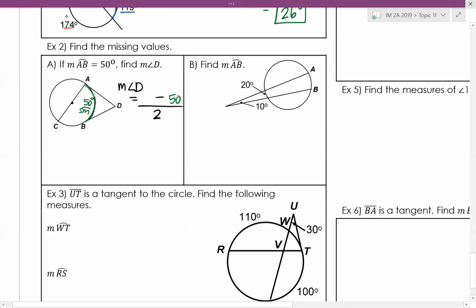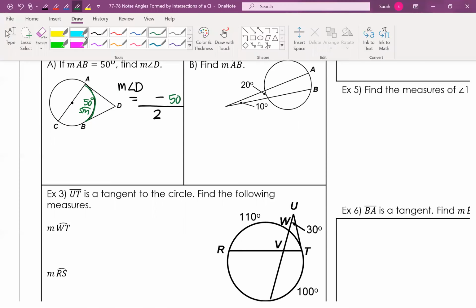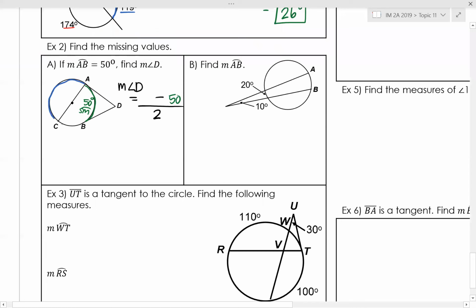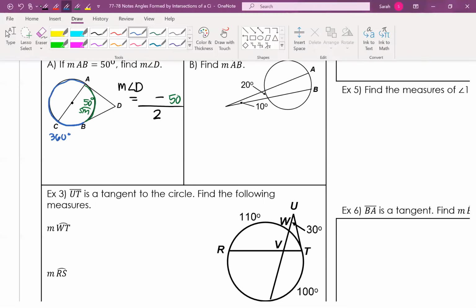The diameter gives us a clue as to what this half of the circle is. If I think about this, I need from here to here, right? So if I know that this is 50 degrees, then what's left is actually the rest of the circle, because this is a tangent. So I need to know what all of that is, and to do that, I just need to do 360 degrees minus that 50 degrees.